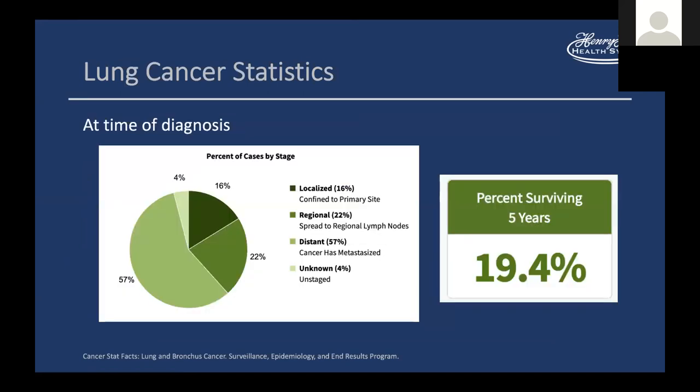And when you look at the time of diagnosis for lung cancer, in the pie chart on the left here, you see that in more than half of the lung cancers, at the time of diagnosis, the cancer has already metastasized. About three-quarters of lung cancers have spread to at least a regional lymph node, with only about 15% of cancers at the time of diagnosis being localized. And that probably contributes to this poor five-year survival of less than 20%.